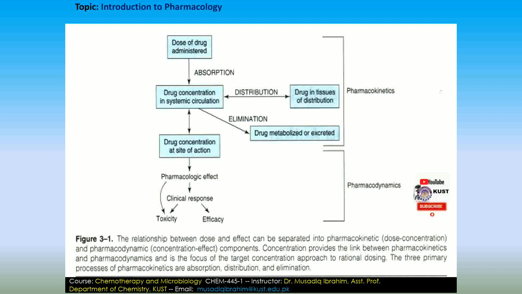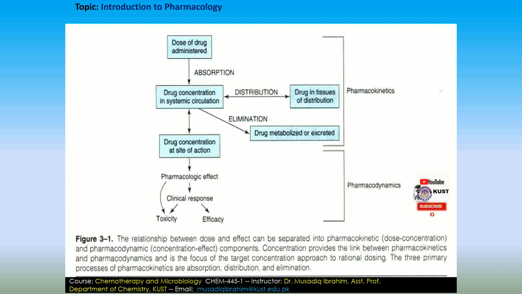Then, when the drug is in the blood and it reaches the site of action, pharmacodynamics starts. Pharmacodynamics is actually the pharmacological effect, clinical response, toxicity, and efficacy. So these are all studied in pharmacodynamics.